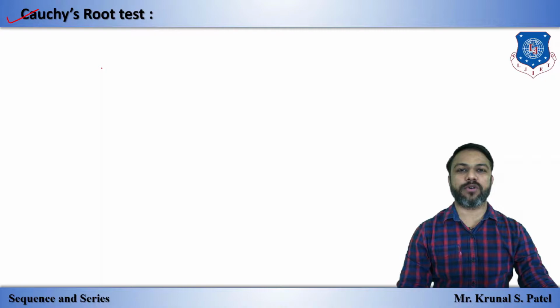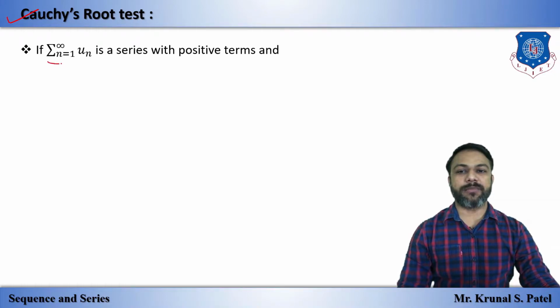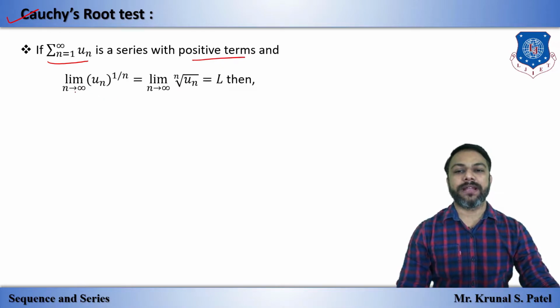This test is also so easy, like a ratio test. Okay, so have a look. If sigma un is a series with positive terms and limit n tends to infinity un raised to 1 by n, because of this power 1 by n, that means nth root, this test is called a root test. Okay, so nth root is written as this.